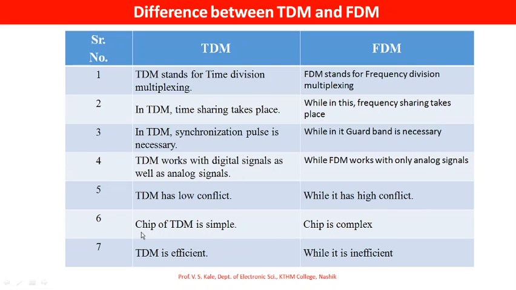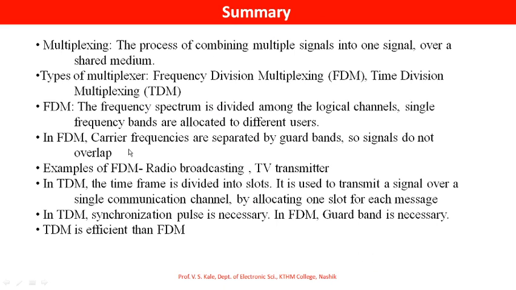The ICs or chips of TDM are simple. For FDM they are complex. TDM is efficient as compared to FDM. So FDM is inefficient. Let us summarize what you learned.